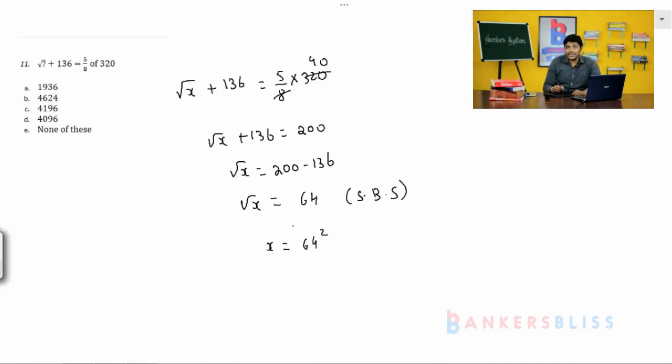Now, how to calculate 64 square? I have told so many techniques, you can apply whichever technique you want. So, 4 square, that is 16, 1 carry over, 6 4s are 24, 2s are 48 plus 1 49, 4 carry over, 6 square 36 plus 4 40. So, the answer is 4096. So, option D is the right answer.